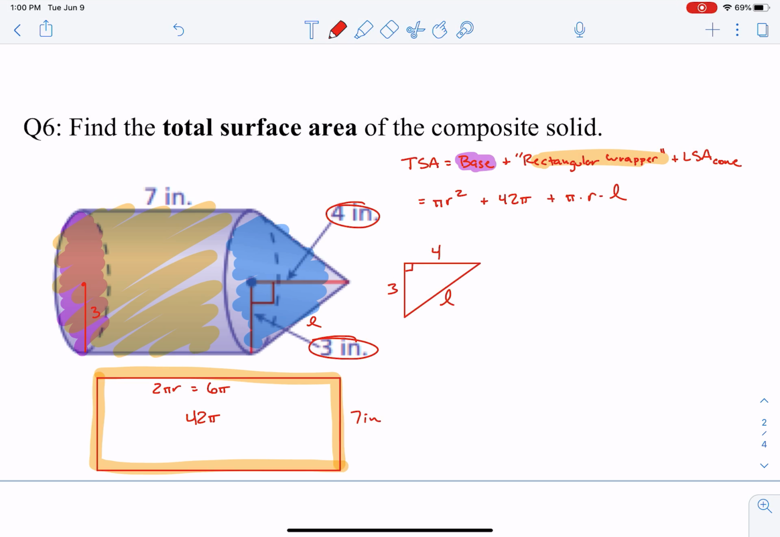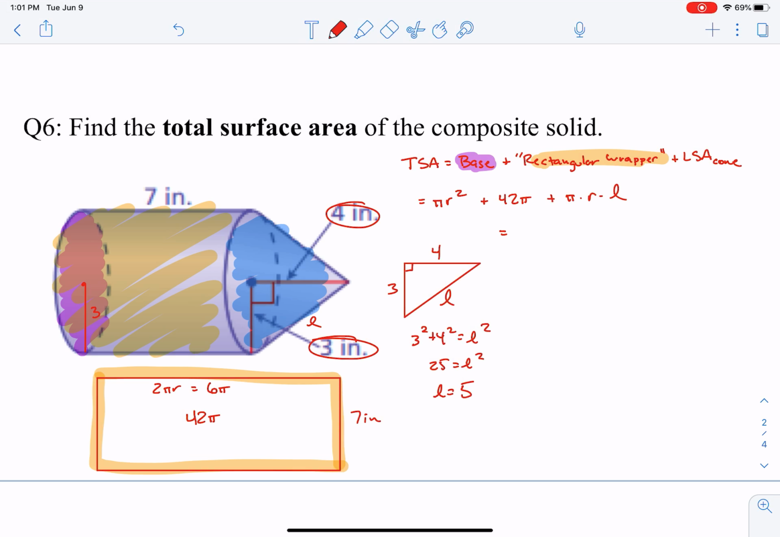Many of you might be screaming at the video right now and saying, hey, that's got to be a 5. That's a 3, 4, 5 triangle. Yes, it's a triple. And as we all know, triples are just integer solutions to the Pythagorean theorem. So 3 squared plus 4 squared equals L squared. 25 equals L squared, and L equals 5. If you had that memorized, obviously you would have been able to do that right away. So L is 5. So we have everything we need to fill out our total surface area.